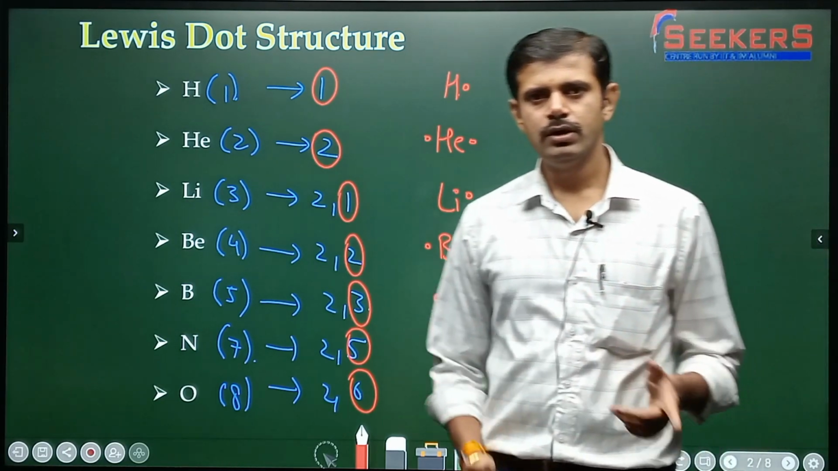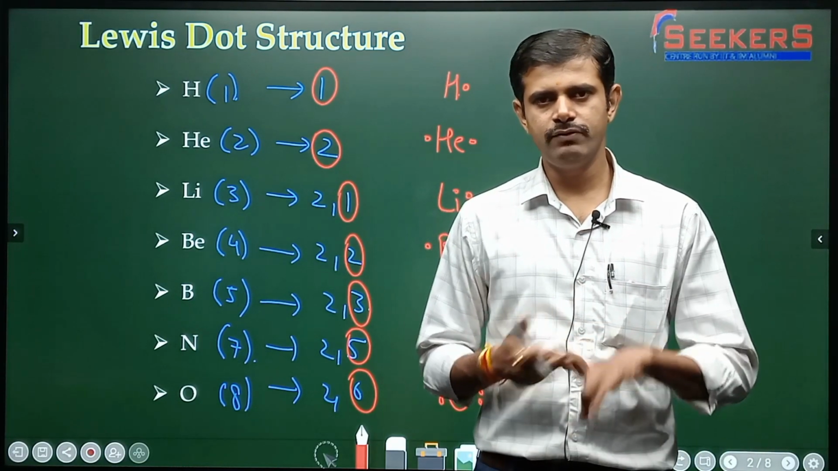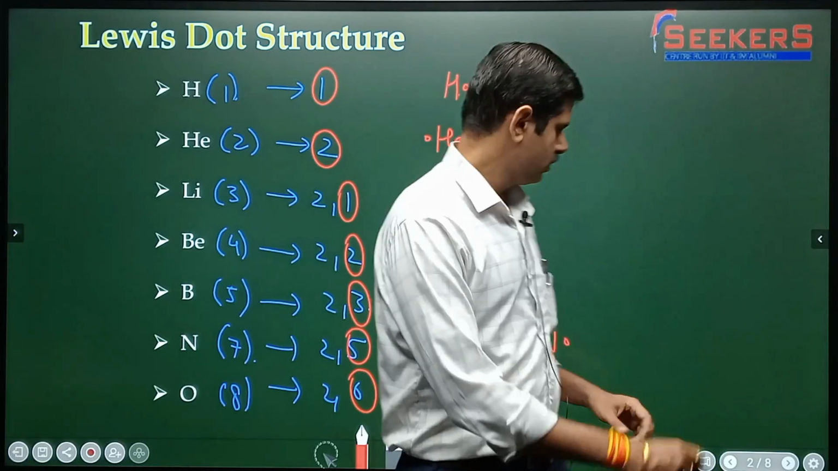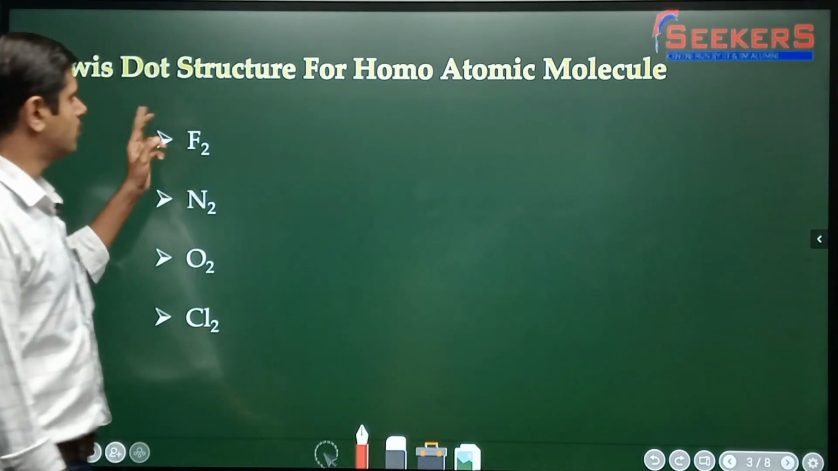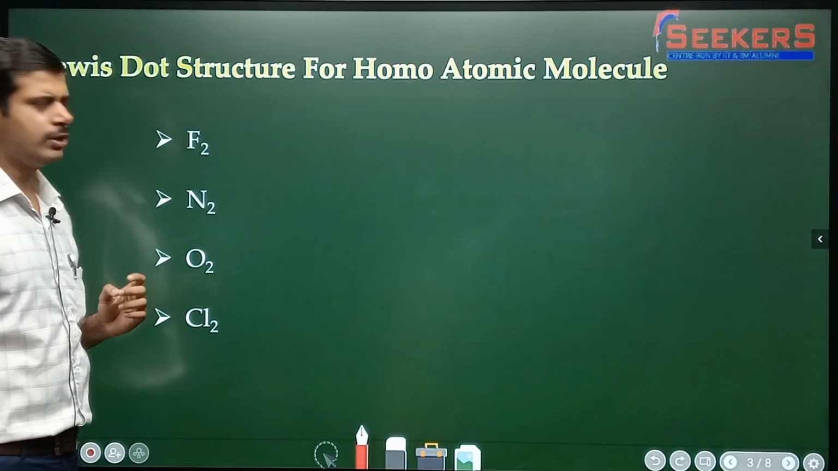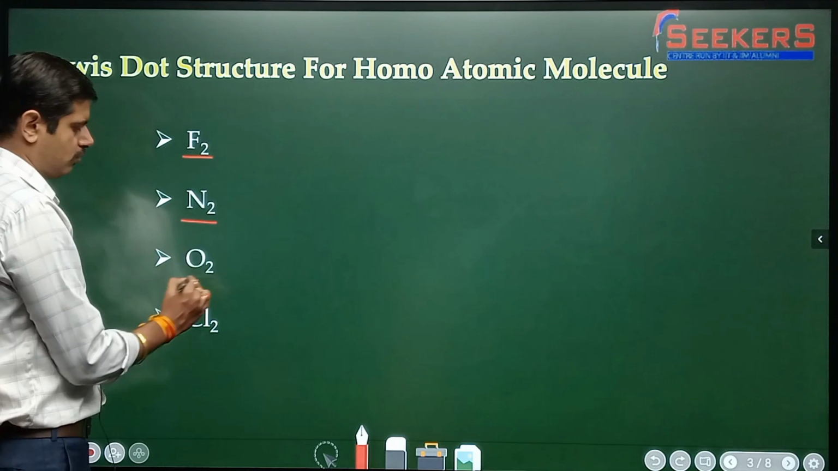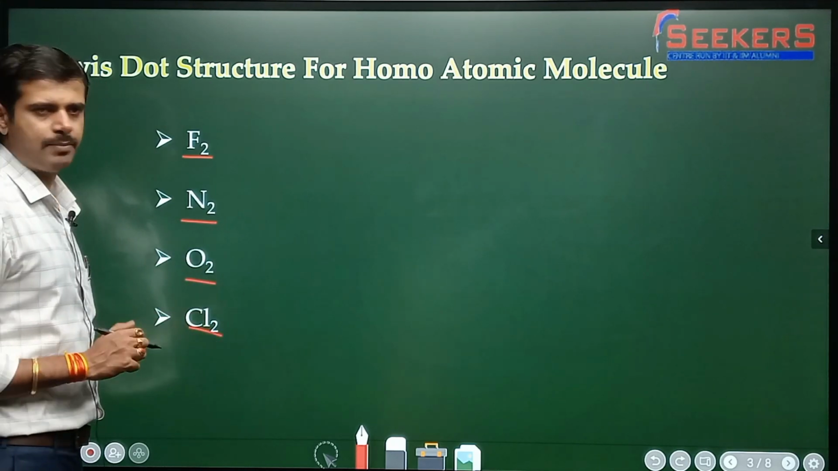Now we'll come to the Lewis dot structure for molecules. Then we'll come to Lewis dot structures for complex compounds. Now what happens here in a molecule? Lewis dot structure for a homoatomic molecule. Homoatomic means a molecule which is made up of the same type of atoms.